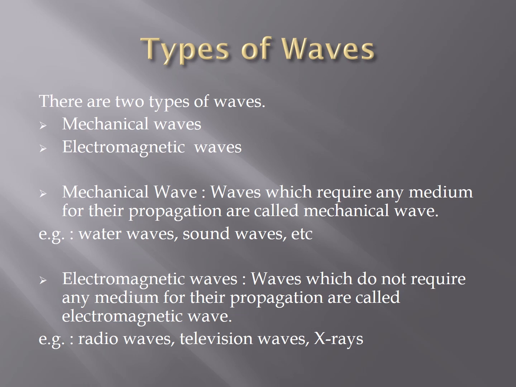On the other hand, electromagnetic waves are those waves which do not require a medium for their propagation, meaning they are not medium dependent. They can pass through a medium as well as through space. For example, radio waves, television waves, X rays, etc. are the examples of electromagnetic waves.